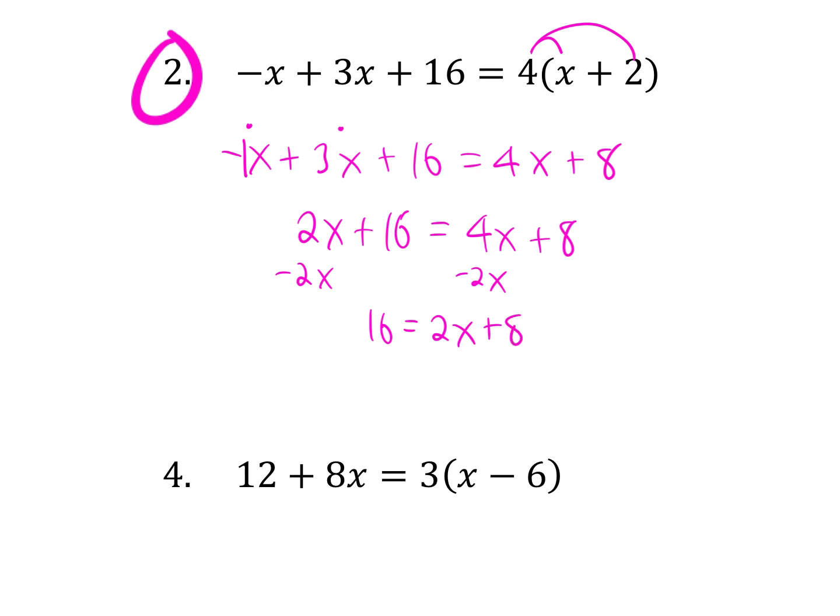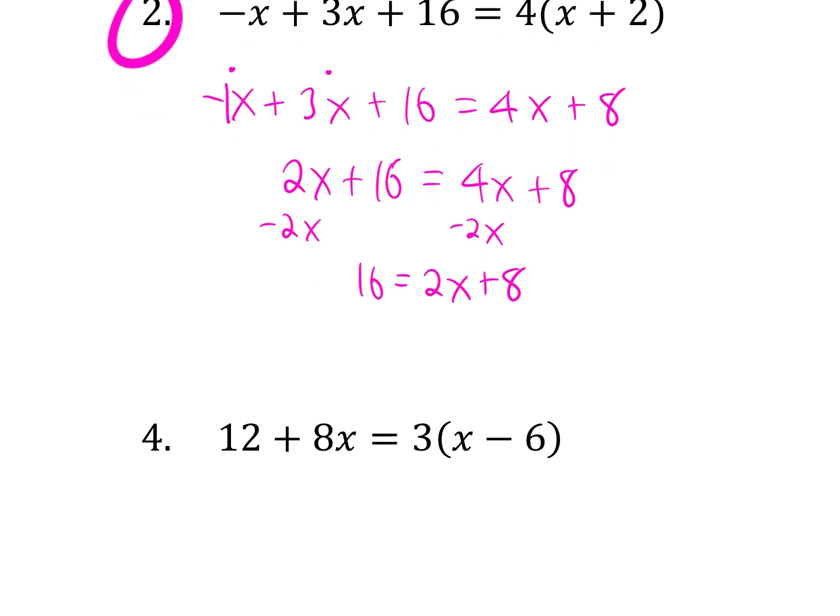2x plus 8. Okay. And now we're back to normal equations. So how do we solve for x? Subtract 8. We get 8 equals 2x. Divide by 2. People are going to be bothering me pretty soon to get in the door here, but we're going to keep going, okay?